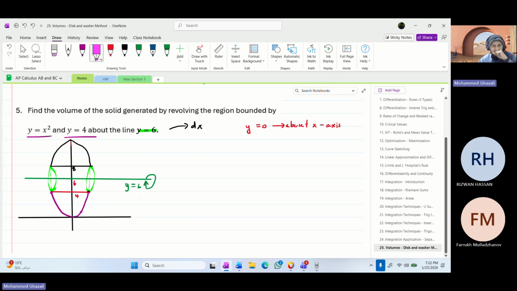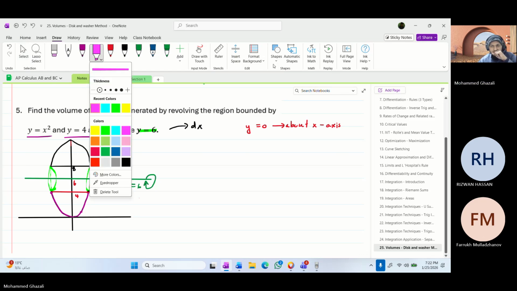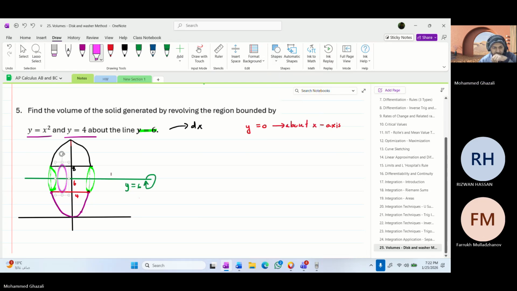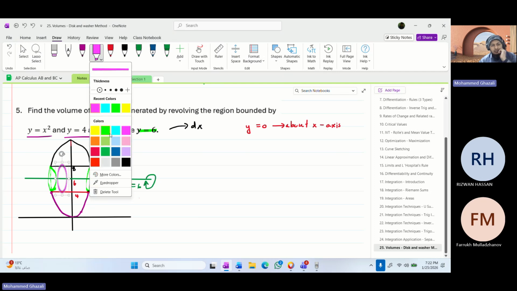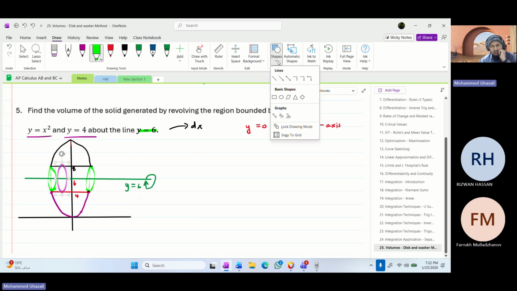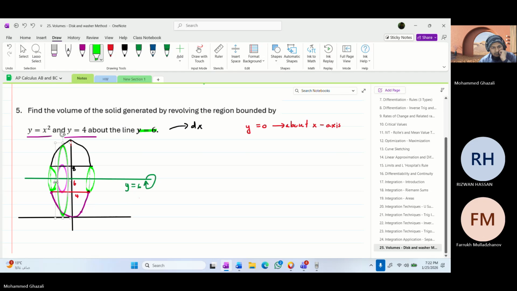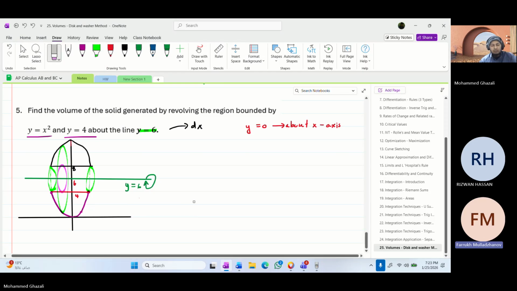Take a cross section here. There's one circle and there's another one. That's an inner circle. Where's the outer circle? The outer circle is here. If it will be x equal to y squared and x equal to 4, it will be like you put the circles on the right side.